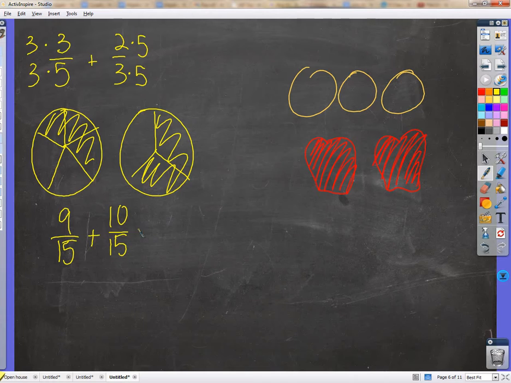I'm going to add them together. We get 19 fifteenths. So I said earlier it looked like these two would make more than one whole, and it turns out they do. They make a whole and 4 more fifteenths.